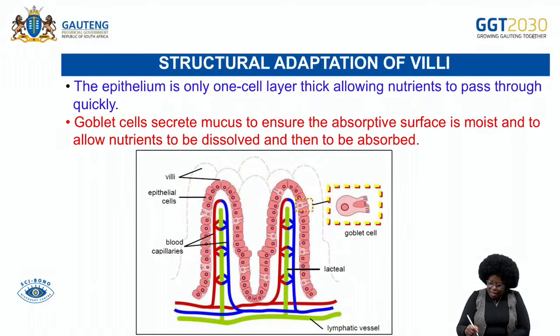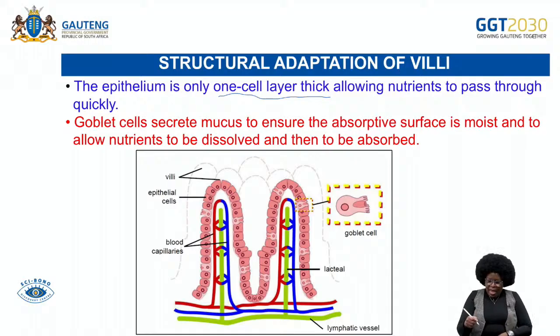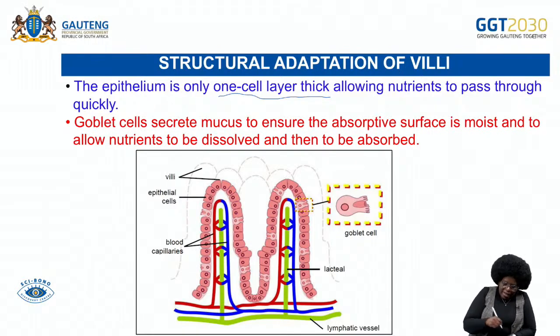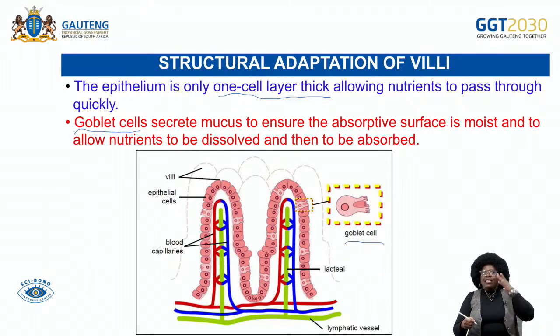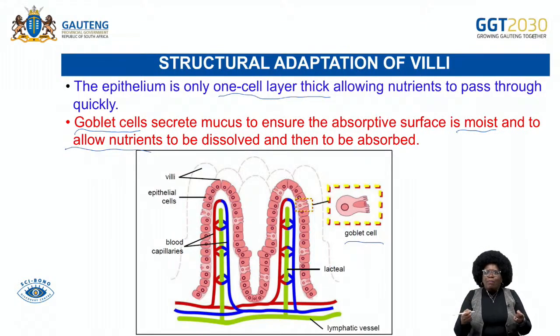Checking the epithelial cells, we can safely say that it's one cell thick, so it's really thin, and nutrients can pass in quickly. However, the goblet cells secrete mucus, and the mucus keeps the surface moist, right, and allows nutrients to be dissolved and then absorbed. You see, the presence of goblet cells and the thin lining of the epithelial cells play such a role. They help out in the process of absorption.